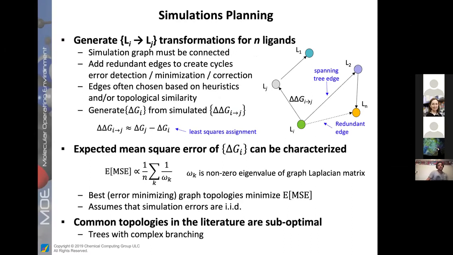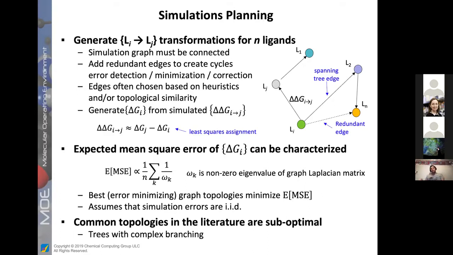So let's look at the simulation planning. So simulation graphs are there to actually not only predict the absolute relative energy of binding, but also to reduce error. So we add redundant edges to create cycles, which allows for error detection, minimization, and correction. And these edges are actually chosen by heuristics or topologically similarity.